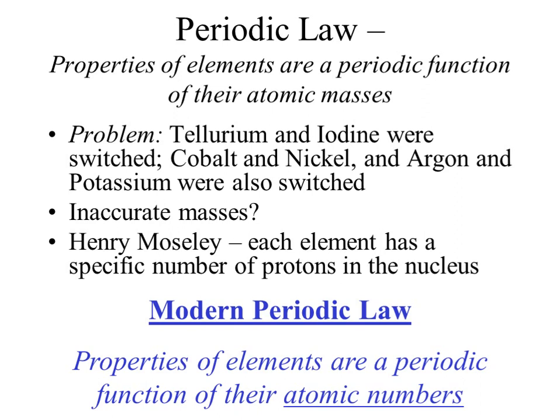And so when listed in order by atomic number rather than atomic mass, the properties of those elements matched as they should have, as predicted originally by Mendeleev. So the modern periodic law is exactly the same as Mendeleev's periodic law, except for the very last part. Properties of elements are a periodic function of their atomic numbers.